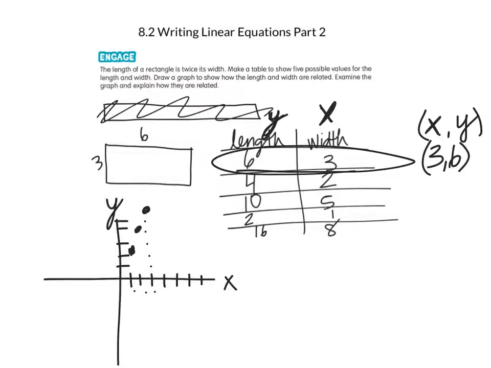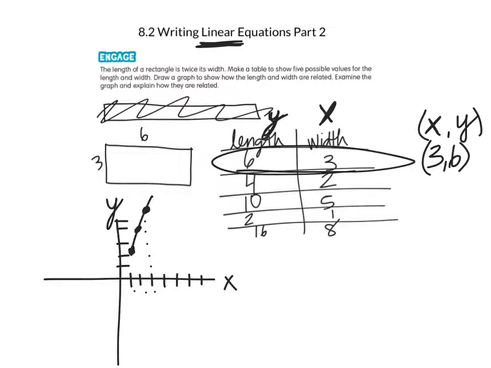So to make our graph, we're just taking the points that are in the table and we are putting them on the graph. Once you make a graph, because we are doing linear equations in this section, linear means that they're always going to form a line. So once you're done plotting the points, you can draw a straight line between the points since it is a linear equation.